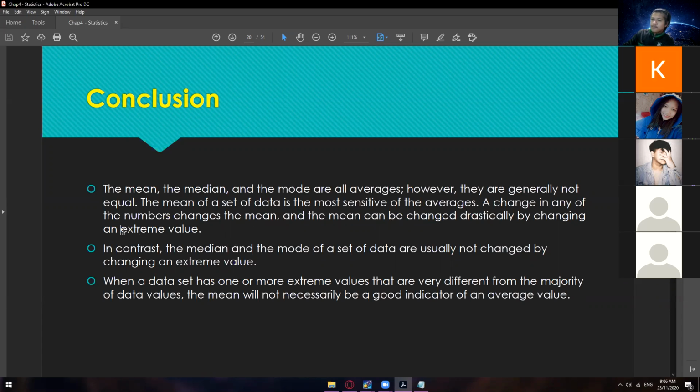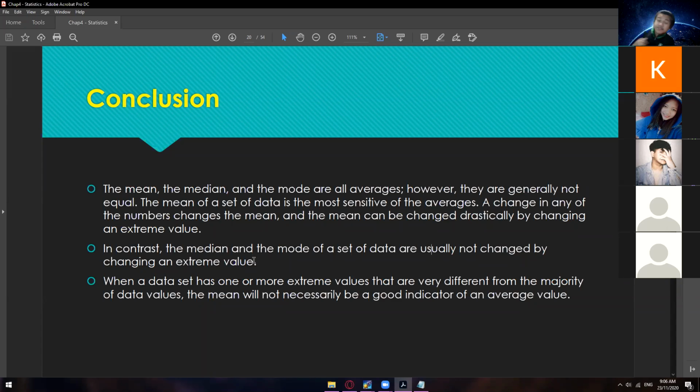In contrast, the median and the mode of a set of data are usually not changed by changing an extreme value. Because as you all know, in the median, we're only getting the middle one. So as long as it won't affect the arrangement, the arrangement stays the same. Even though you've changed the number on the smallest part or the largest part, we still have the same median, so it won't affect your answer. So let's say 50-50. It's not that sensitive.